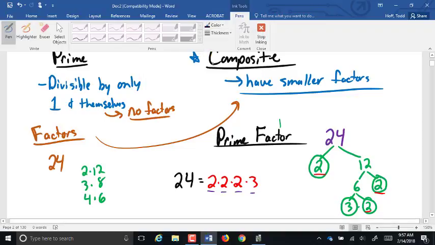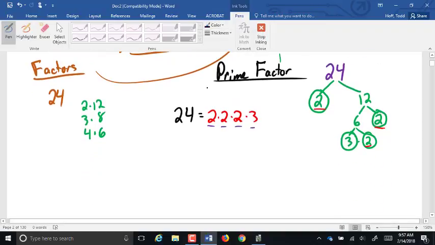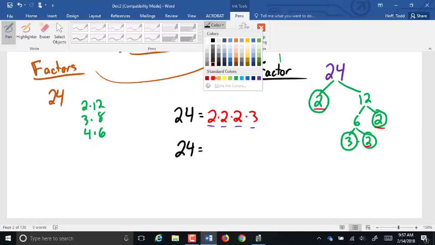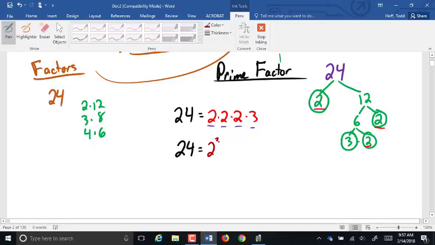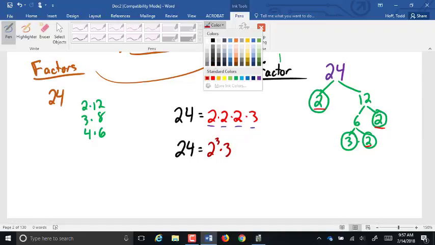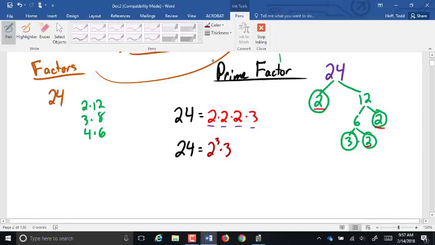In fact, with what we know of powers and exponents, if we wanted to, we could shorten that up and write it as 2 to the power of 3 times 3 instead of 2 times 2 times 2. Depending on how we're using them, sometimes it's more convenient to have it in this exponential or power form. Sometimes it's more convenient just to have them listed out individually like that.